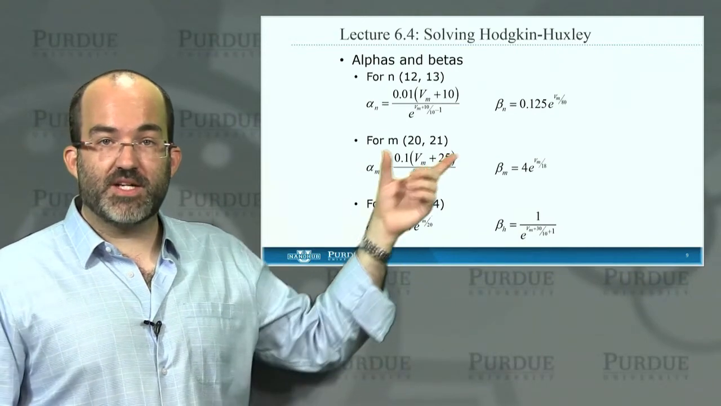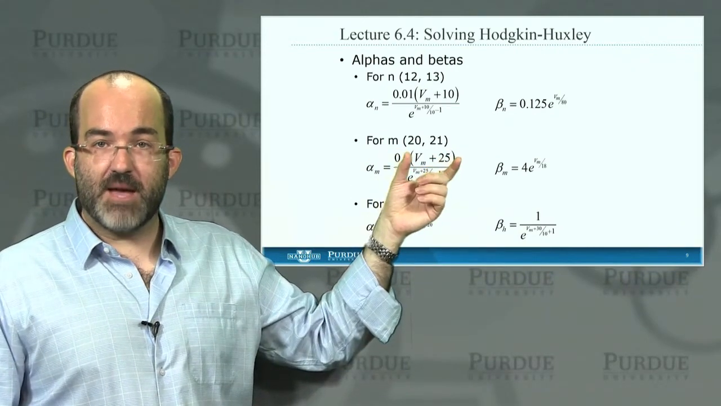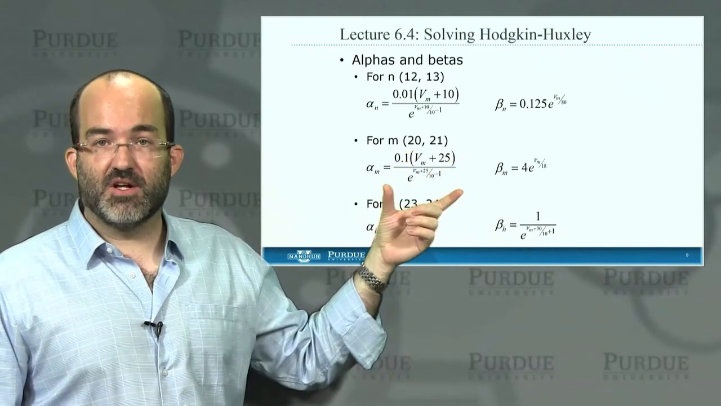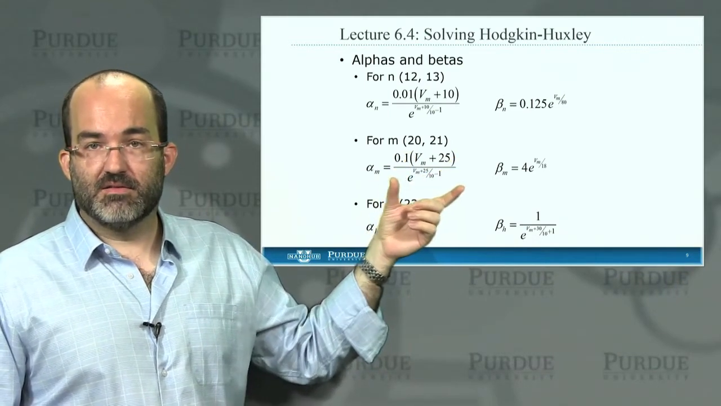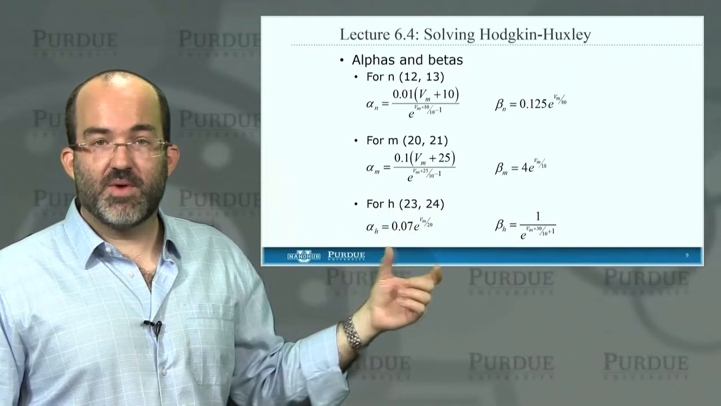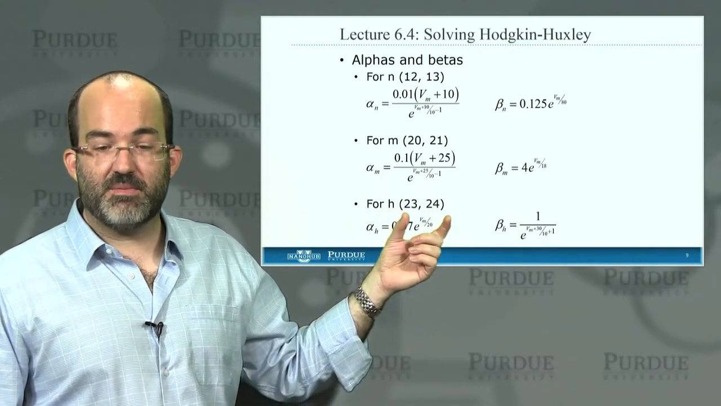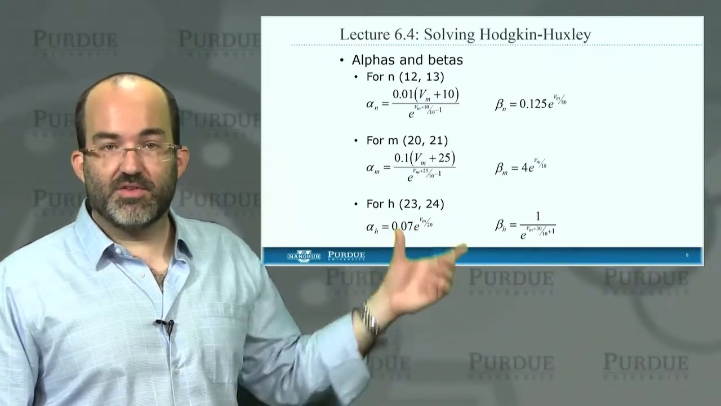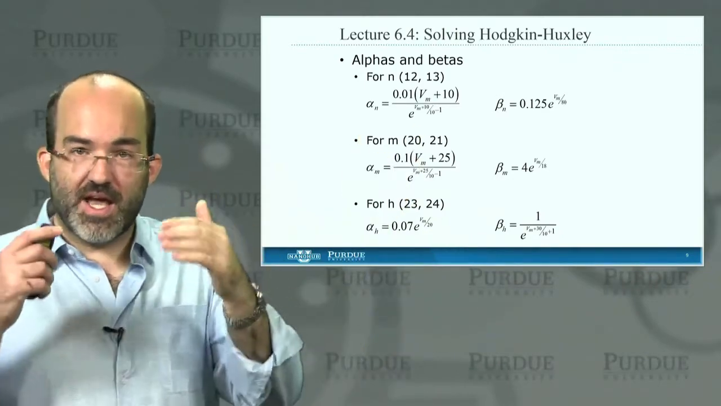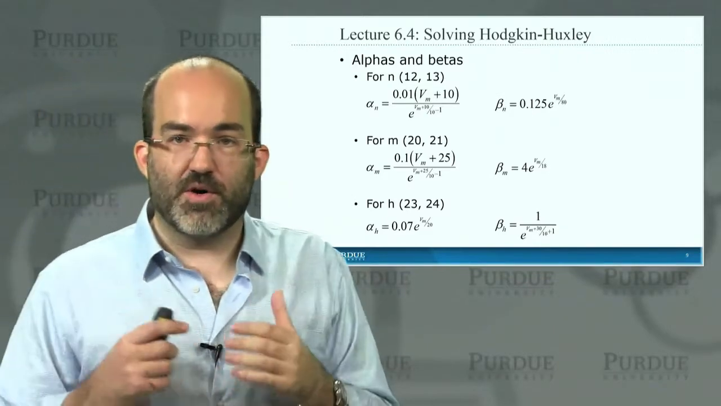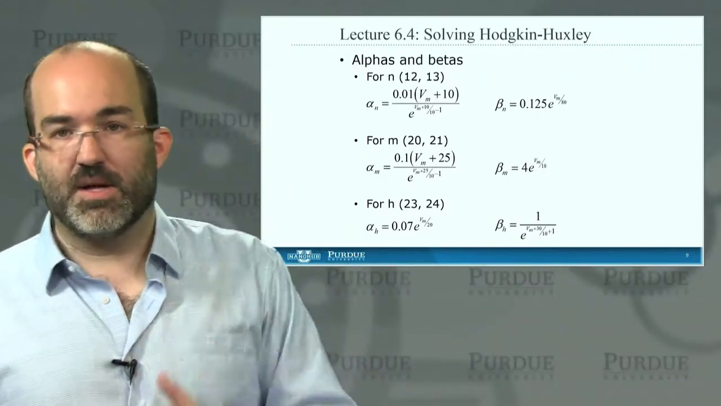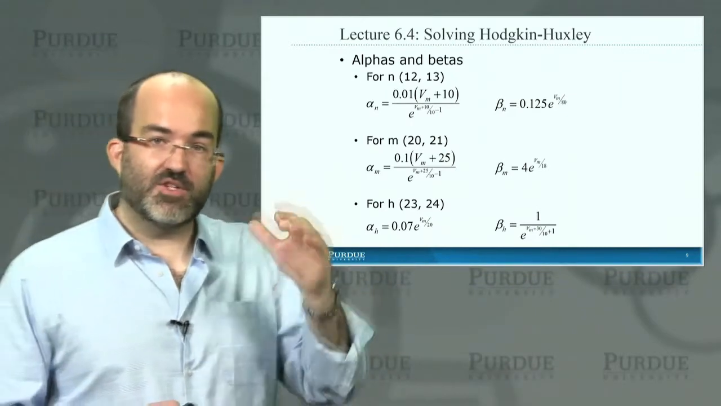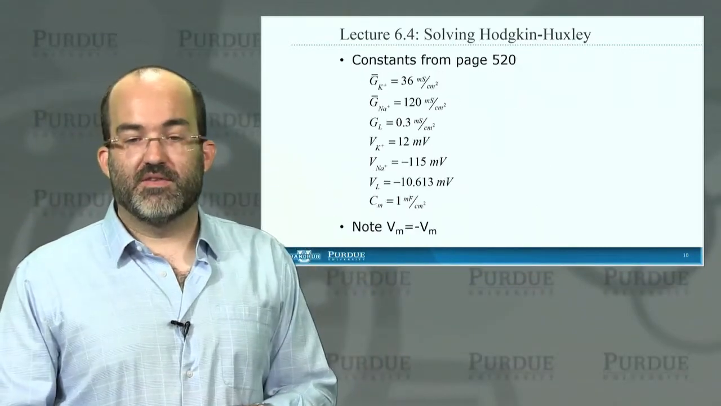From equations 20 and 21, we have alpha m and beta m, which allow us to solve for m. In the Hodgkin-Huxley paper, equations 23 and 24 allow us to do the same thing for h. So given all of these equations from the paper, which you can enter into the program that you're going to be writing, we'll talk about that in the next lecture, you can then write everything down so you have 4 ordinary differential equations.